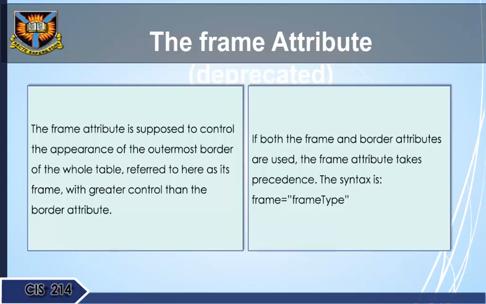The frame attribute, deprecated. The frame attribute is supposed to control the appearance of the outermost border of the whole table, referred to here as its frame, with greater control than the border attribute. If both the frame and border attributes are used, the frame attribute takes precedence. The syntax is frame equals frame type.